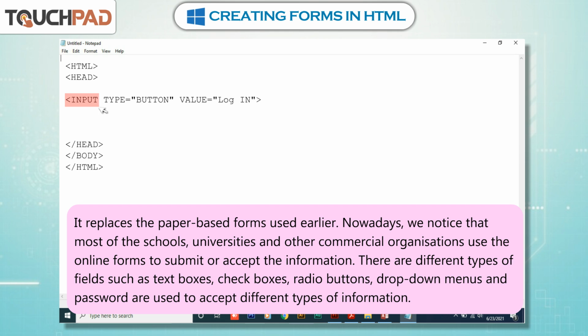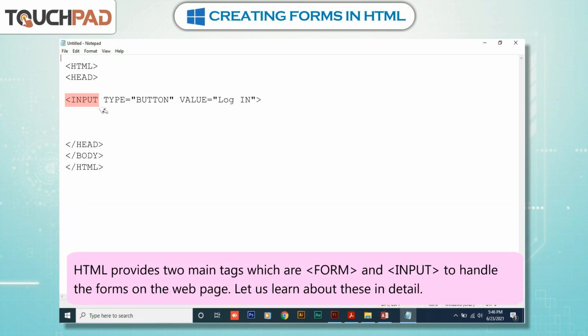Nowadays, we notice that most of the schools, universities, and other commercial organizations use the online forms to submit or accept the information. There are different types of fields such as text boxes, check boxes, radio buttons, drop-down menus, and password used to accept different types of information. HTML provides two main tags which are form and input to handle the forms on the web page. Let us learn about these in detail.